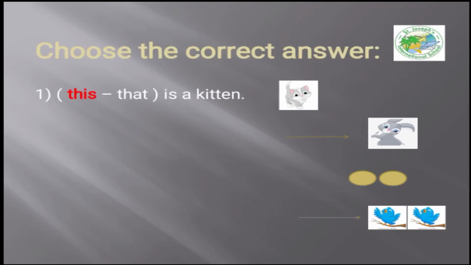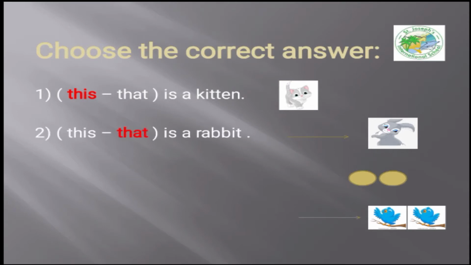Number one. Okay, here we're going to choose the correct answer. Can you see the kitten in the picture, number one? Is this kitten close or far from the sentence? Of course, it's close. So do we use this or that? This is a kitten.